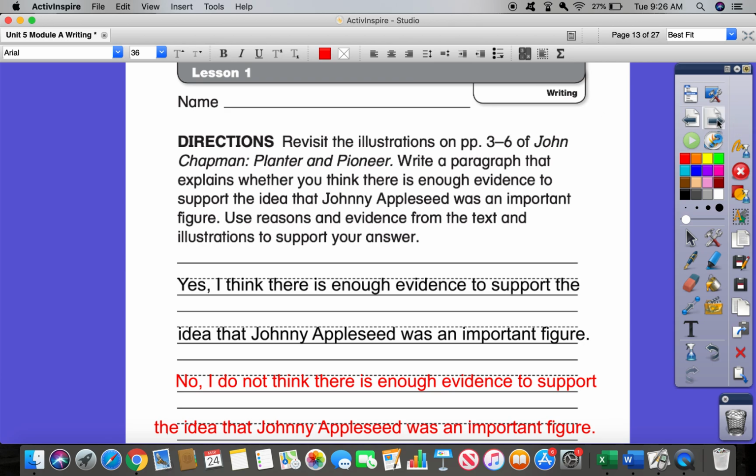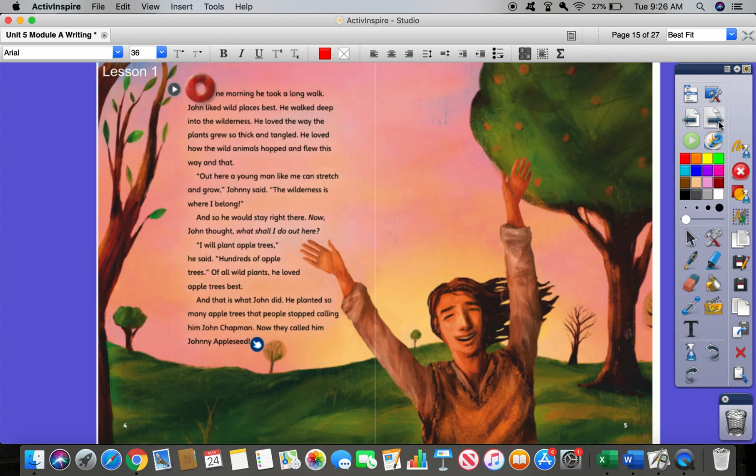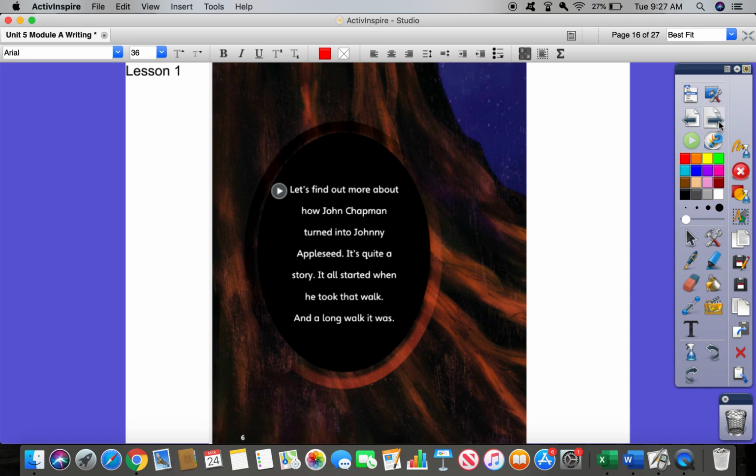So the pictures that you're going to go back and look at are the pages, page 3. And you may pause the video, pages 4 and 5. And finally, page 6. So again, you're going to be typing your responses in the writing journal that I shared with you on Google Docs.